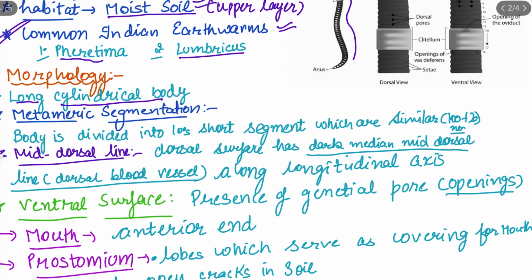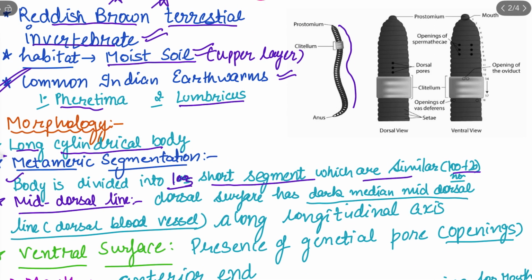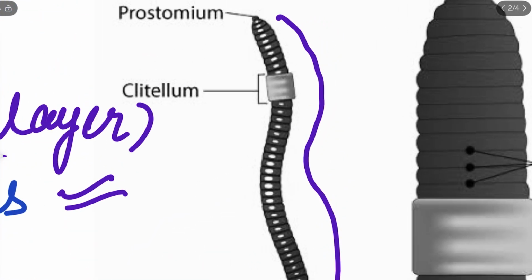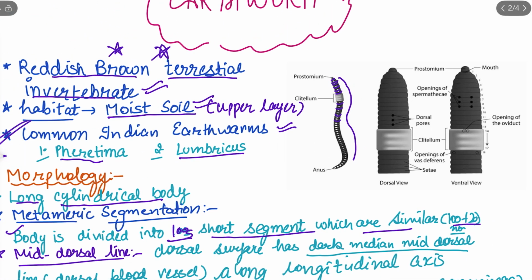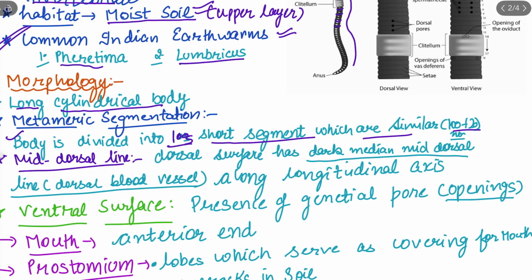Metameric segmentation. What is metameric segmentation? It is basically the phenomenon in which the body is divided into hundreds of short, similar segments, about 100 to 120. For example, these are the segments. Metameric segmentation over the body can be internal or external.